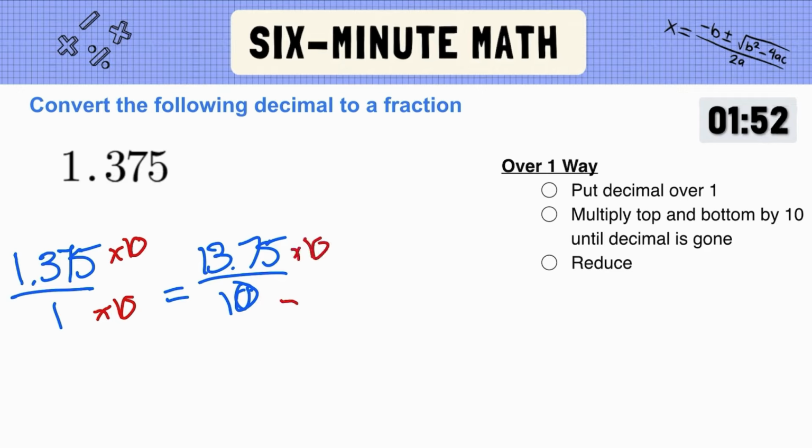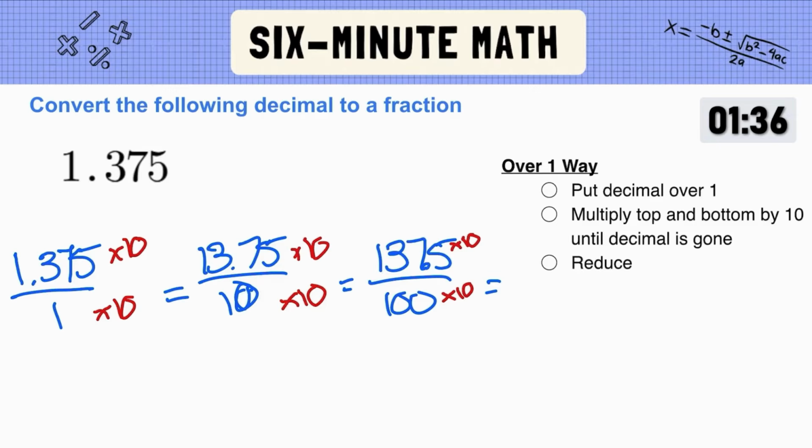Multiply by 10, multiply by 10. 137.5 over 100. Still have a decimal, so I have one more step. Multiply by 10, multiply by 10, and that's going to equal 1,375 over 1,000.